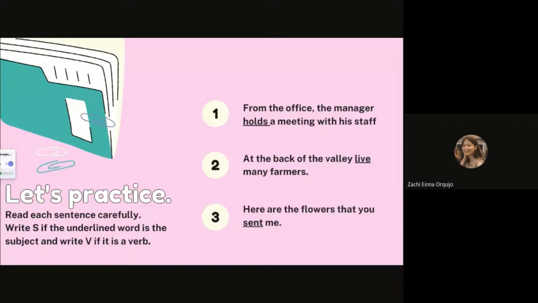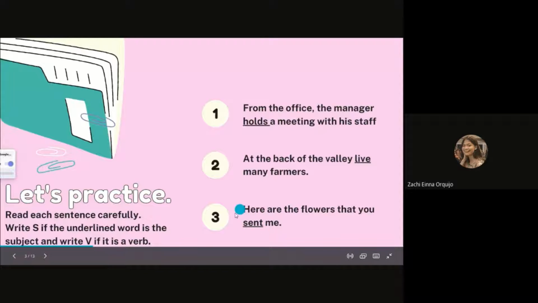For the second sentence, yung word na live is a verb or action word. So, ibig sabihin, yung mga farmers, which is the subject of the sentence, ay nakatira sa likod ng isang valley. Okay? So, yung word na live ay verb or action word. For the word sent, so this is a verb. So, the correct answer here is letter B because the flowers is the subject. So, ito yung pinag-uusapan. So, yung flowers ay ibinigay doon sa kausap. So, yung sent na word ay verb or action word or kilos. Okay?